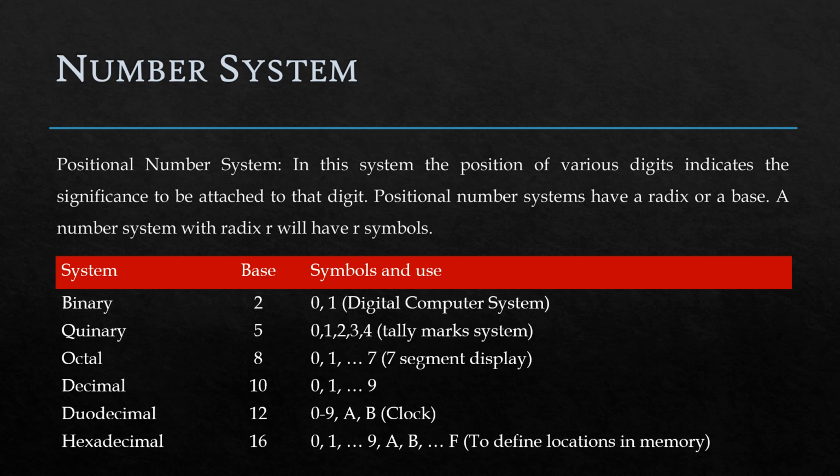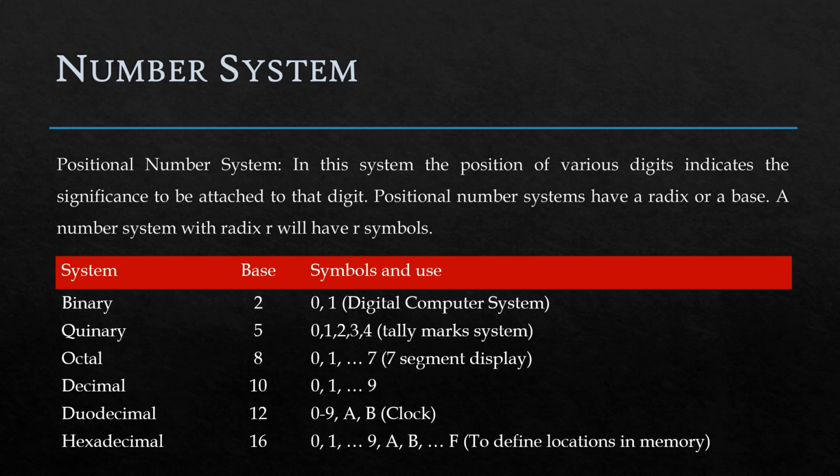In the binary system, bi means 2, right? So the base value is 2, and it consists of two distinct values, 0 and 1. In quinary, the base value is 5, and so it consists of 5 distinct symbols: 0, 1, 2, 3 and 4. In the octal system, octa stands for 8, so the base value is 8, and it consists of 8 distinct values: 0, 1, 2, 3, 4, 5, 6 and 7.